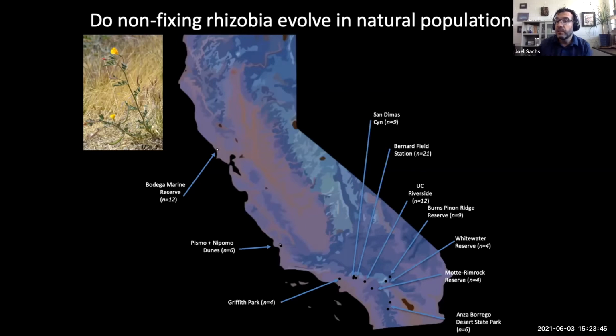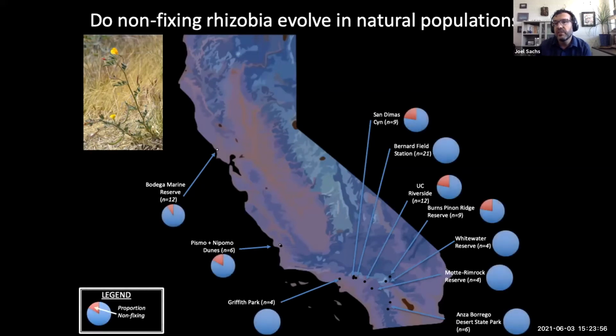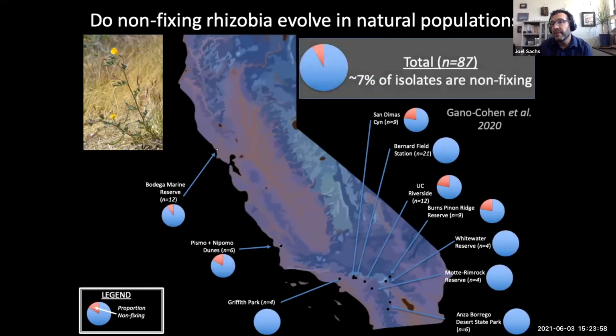For each of these isolates, we grew them up and we inoculated them onto multiple diverse host genotypes that had been developed as inbred lines of Acmispon strigosus. When we conducted these inoculation experiments, we found that about 7% of those isolates could be categorized as non-fixing. So they formed successful nodules, but they did not fix any nitrogen at all, and the host did not grow when they were inoculated with these strains. All right, so these non-fixing strains appear to be relatively common.